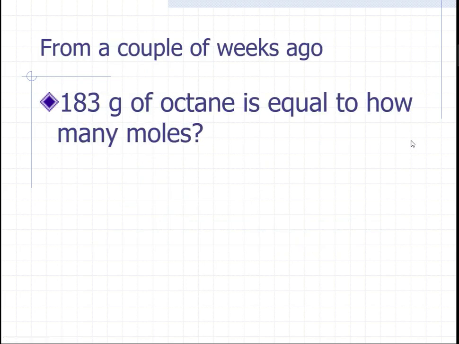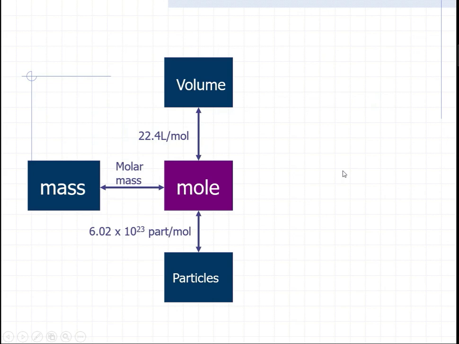From a couple weeks ago, before we did empirical formula and molecular formula last week, we were looking at simple stoichiometric calculations. So if I were to ask you, if I had 183 grams of octane, how many moles is that? You would be expected to use this chart where we looked at the relationship between mass and mole, volume and mole, and particles and mole, and there were three branches there. Well, in this question, it asks you for the number of moles in a certain mass. So we're going to do this section right here using the molar mass.